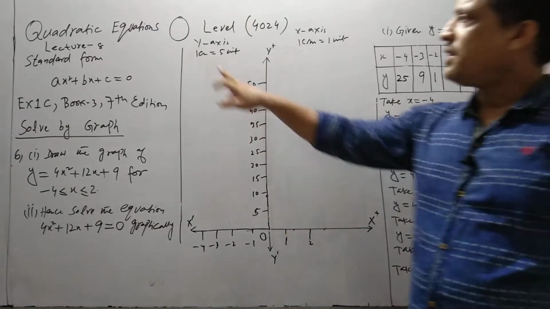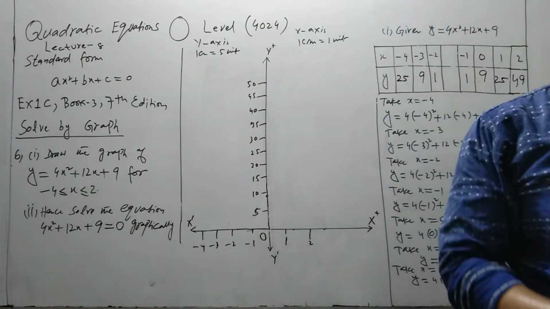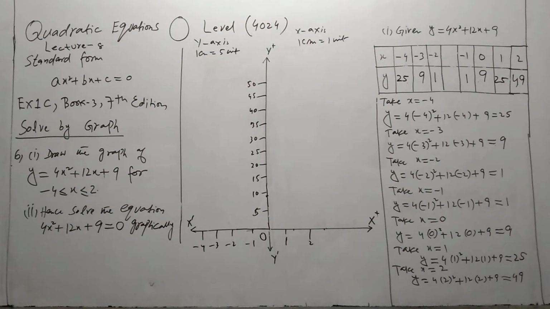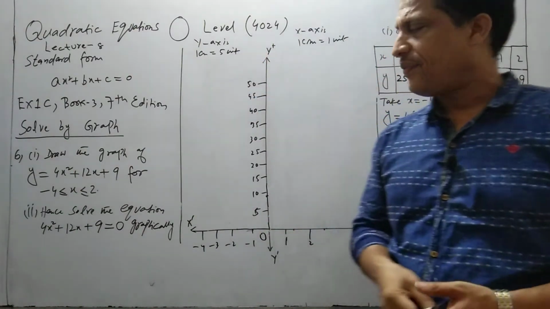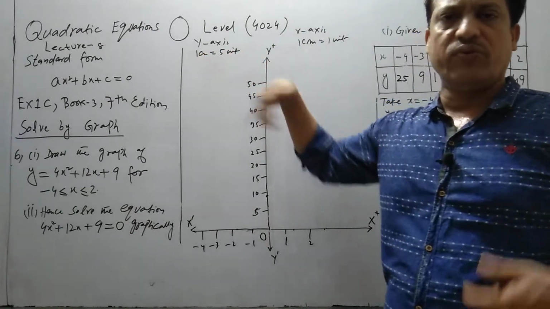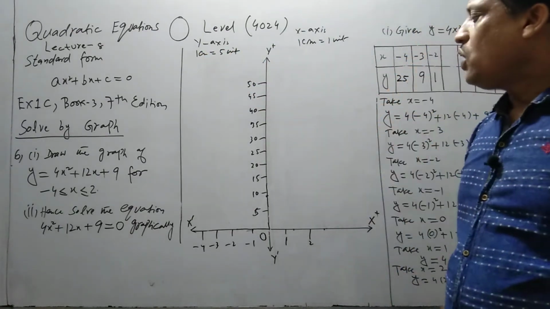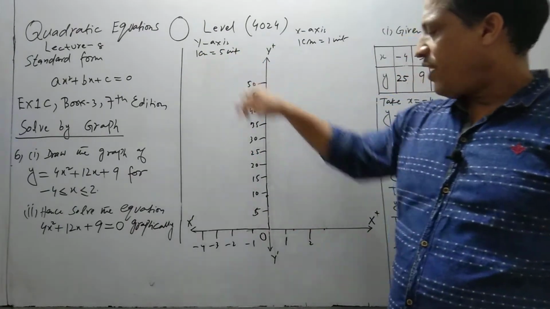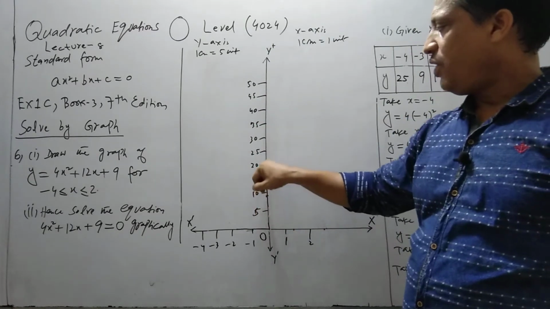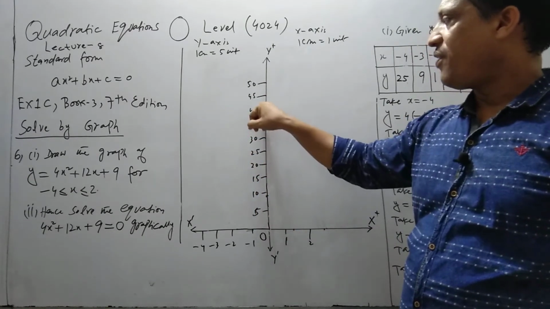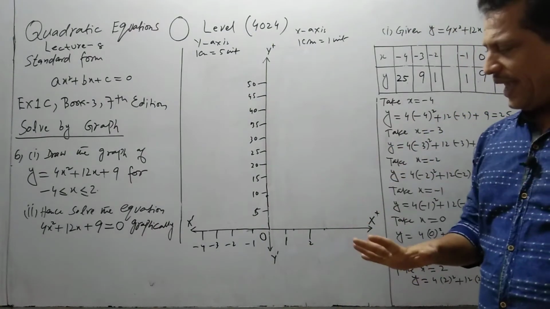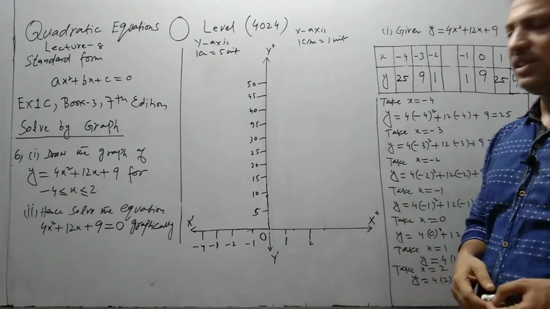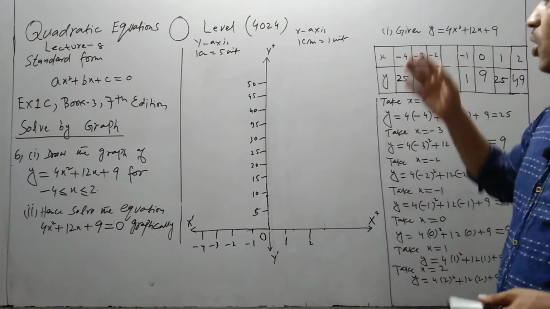I took the y-axis scale as 1 centimeter to 5 units. You can take another scale as you like, such as 2 centimeters to 5 units. So I take 1 centimeter to 5 units: 5, 10, 15, 20, 25, 30, 35, 40, 45, 50. After plotting the x-axis and y-axis, we are able to plot the points.